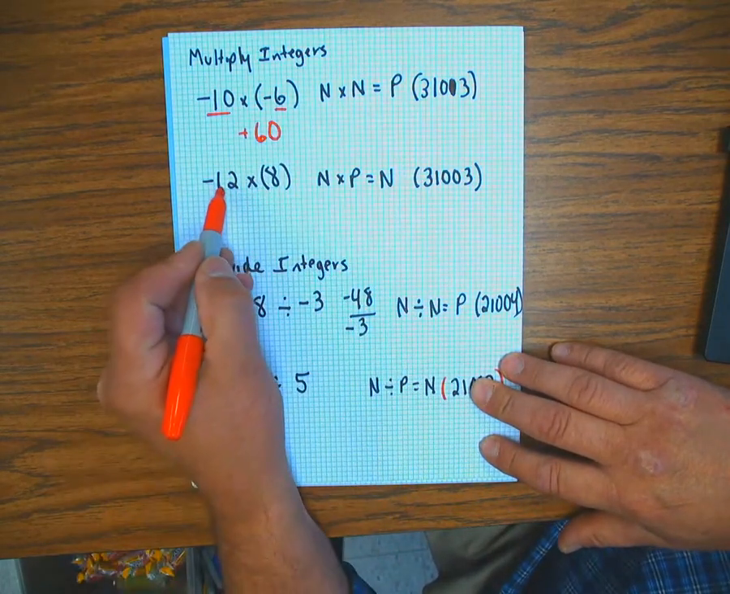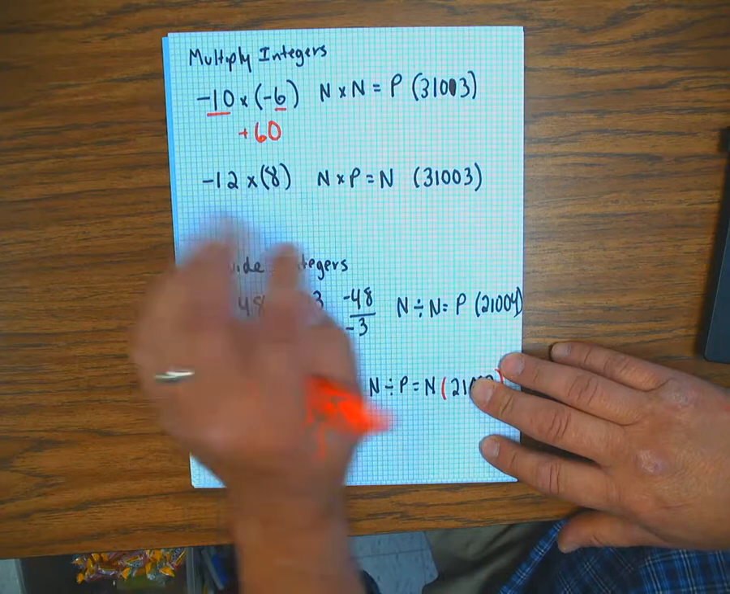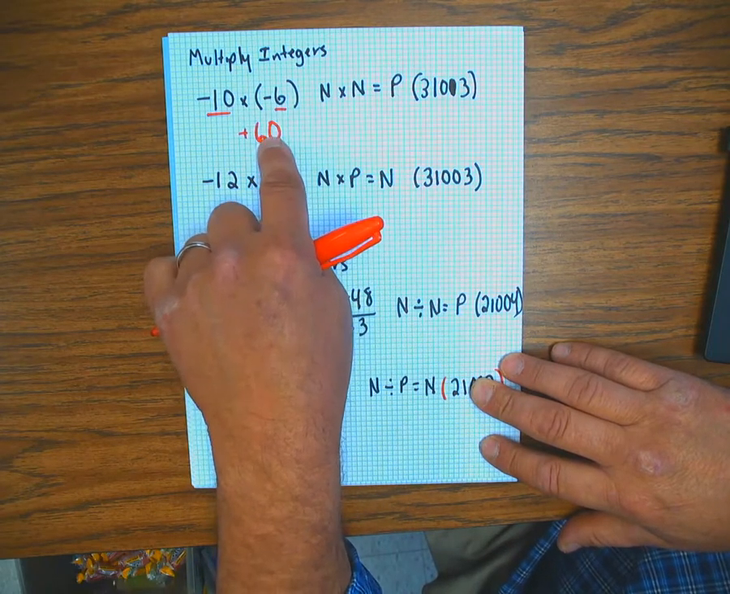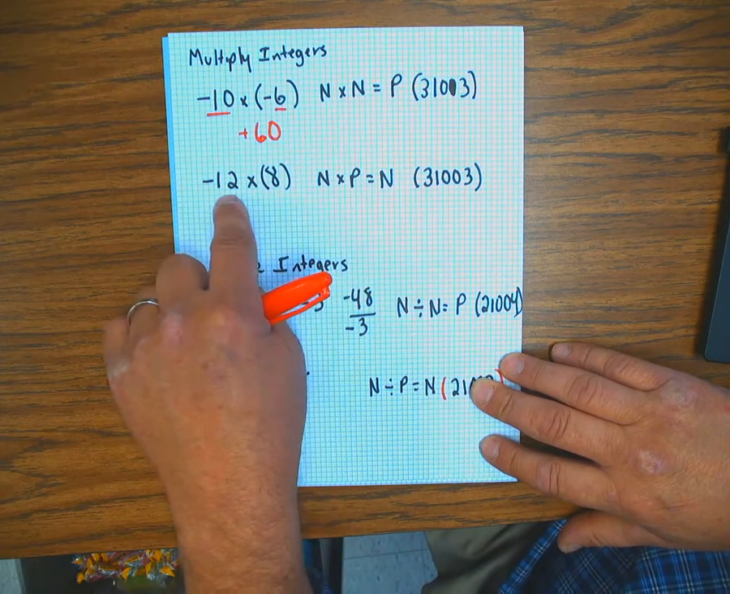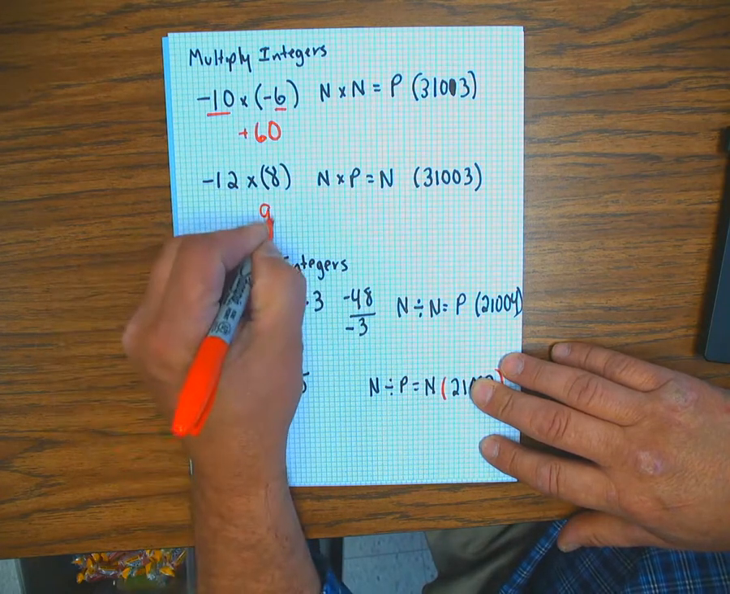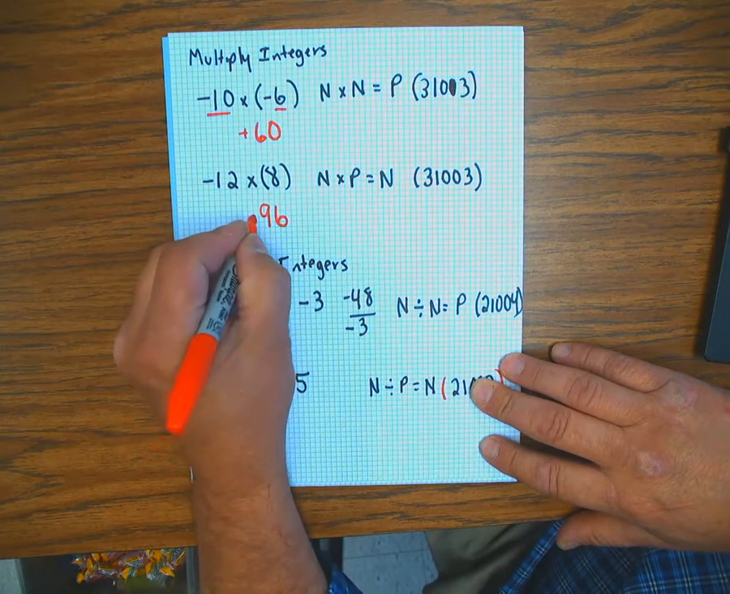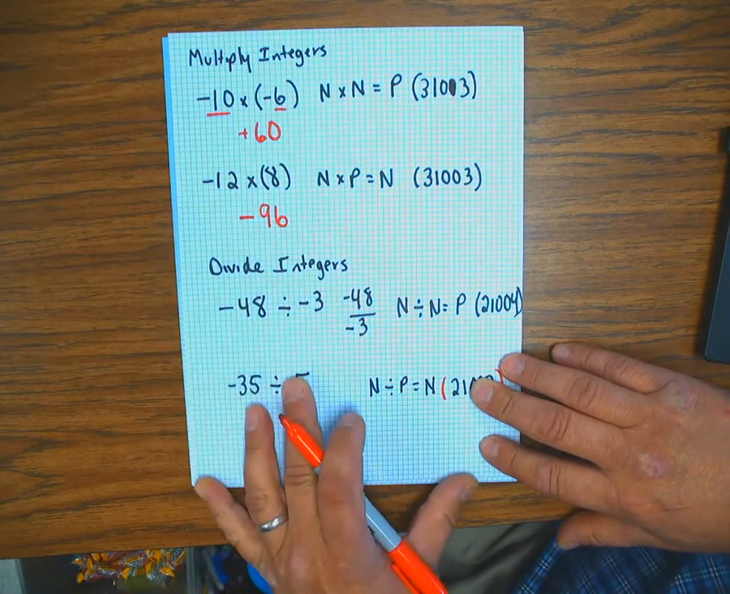Now, when you have a negative times a positive, you end up with a negative, because just like this is taking away a negative, this is adding a negative. So 8 times 12 is 96. Since I have one negative and one positive, it's automatically a negative.